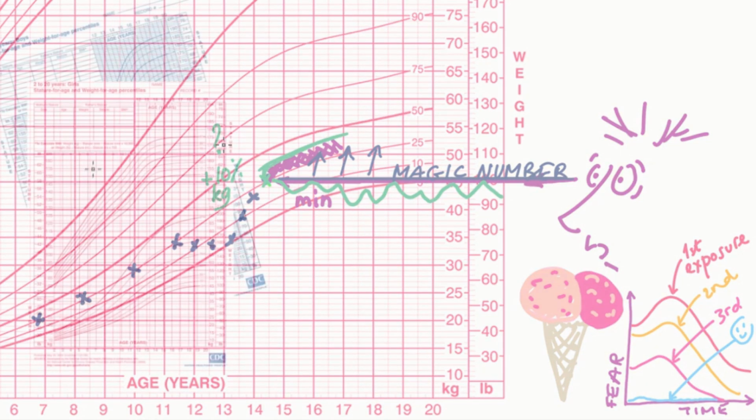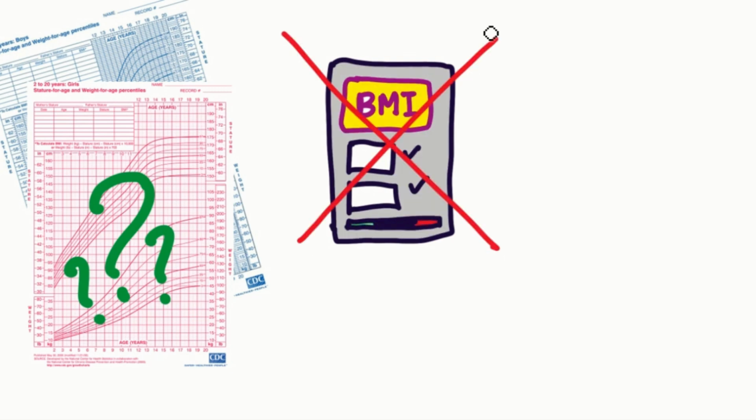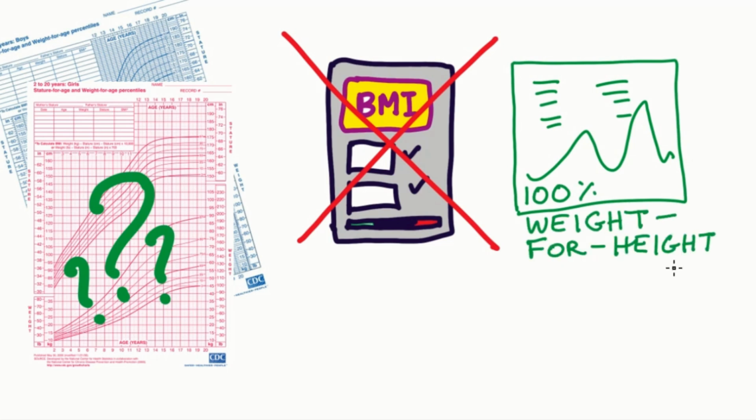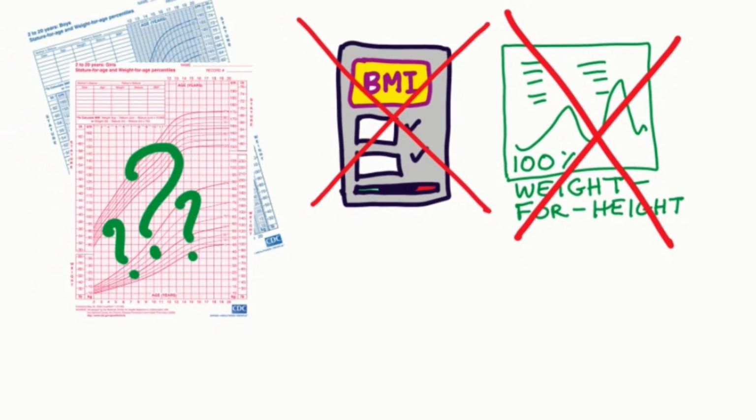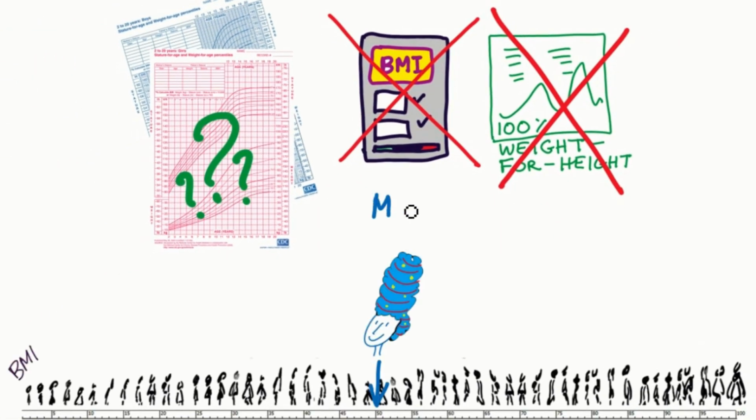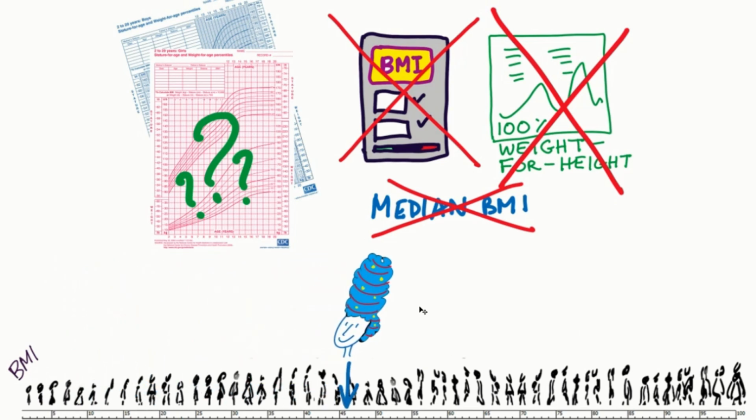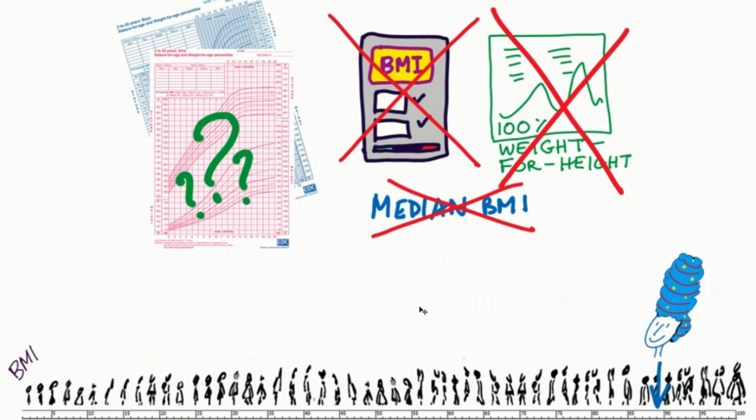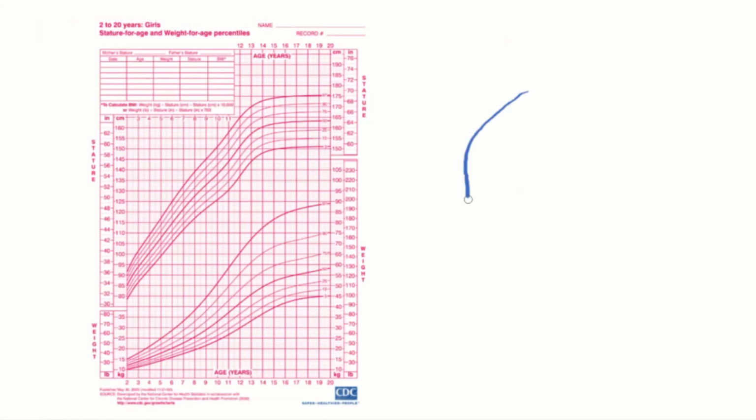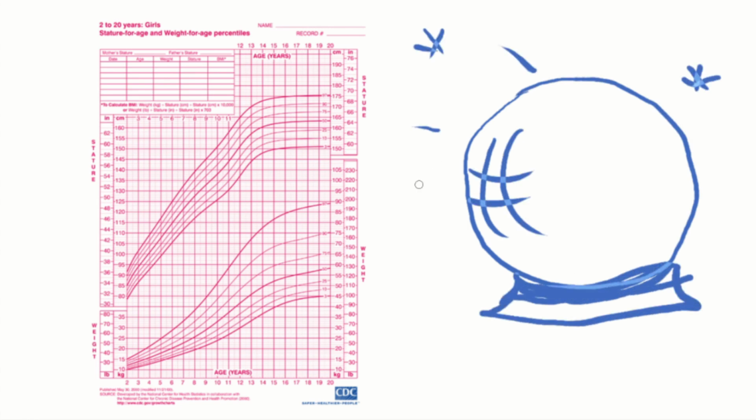What if you don't have any good data to plot on a chart? What you should absolutely not do is reach for a BMI calculator or a 100% weight for height number. That would be a one-size-fits-all approach, which might yield a figure that is way off your child's individual needs. If you do have data to plot on a growth chart, you've got a rough guide, a useful one, but it's not a crystal ball.